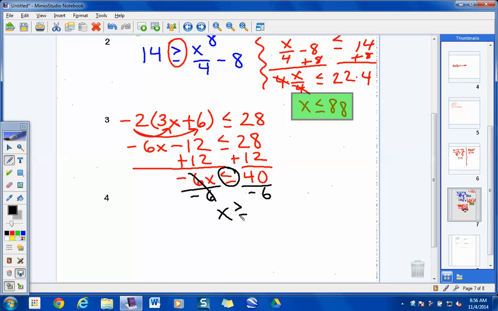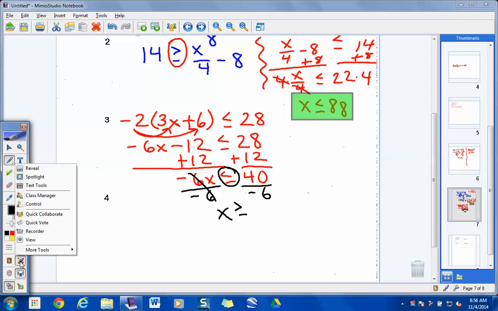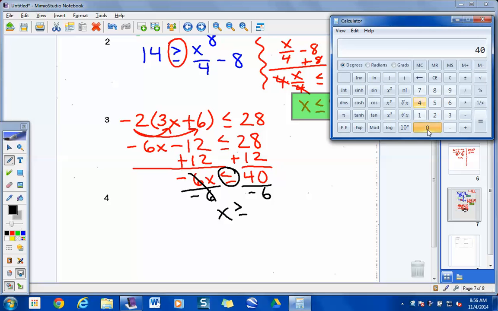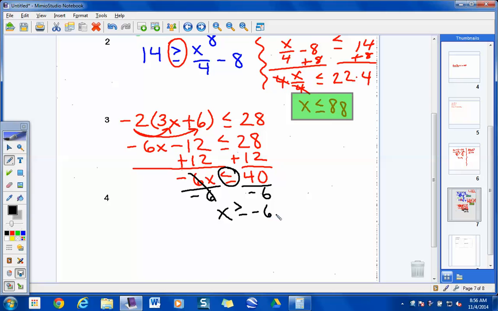All right, 40 divided by negative 6, that's kind of ugly, so I'll just show you what I get here. 40 divided by negative 6. Ooh, lots of 6s, huh? How about negative 6.6 repeating? Is that okay? Okay. All right, so there you have it. x is greater than or equal to negative 6.6 repeating. All right.